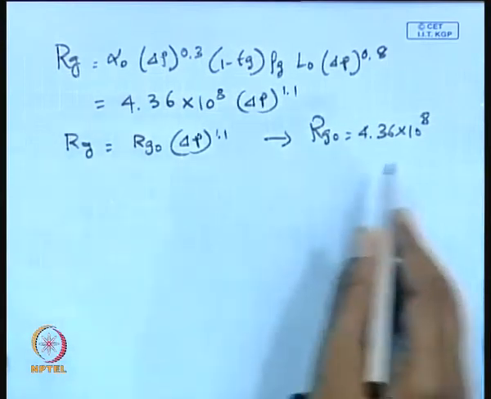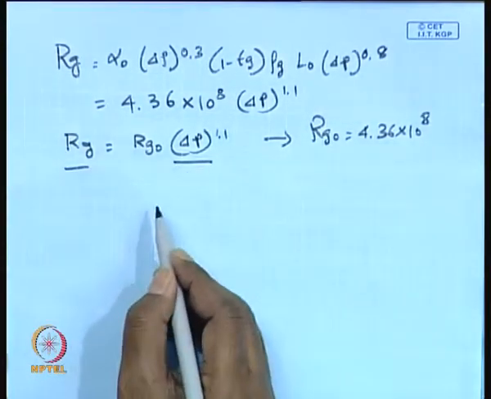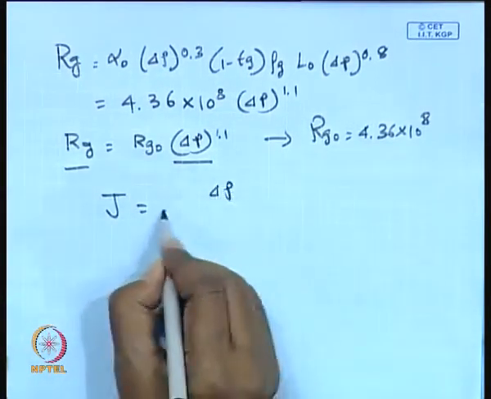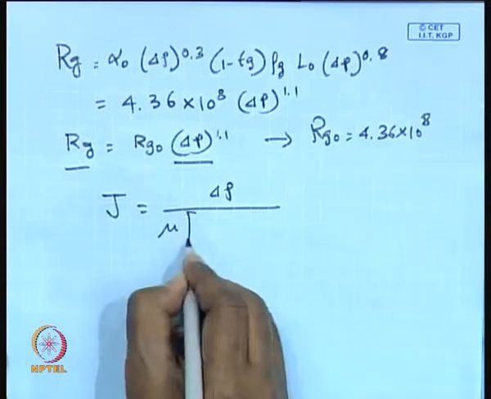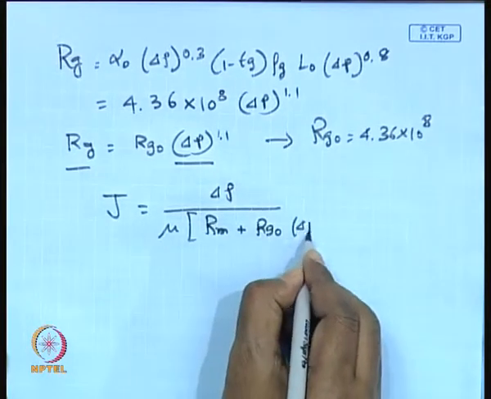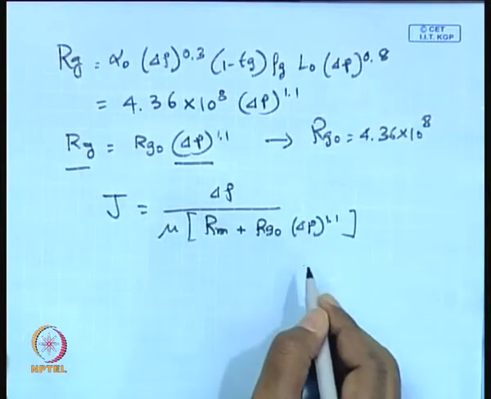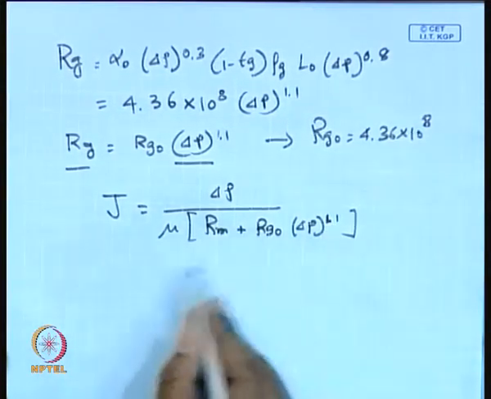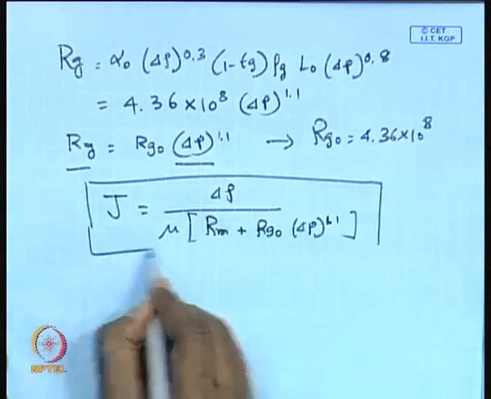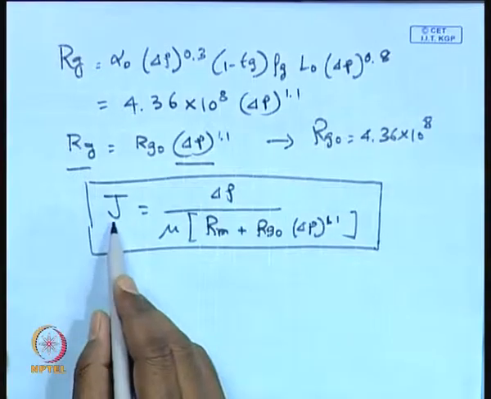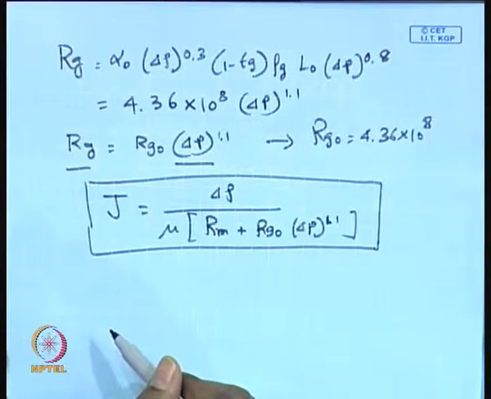Now, you put this expression of R g, which is a function of nothing but delta p, in the governing equation of permeate flux, that is delta p divided by mu into R m plus R g naught delta p raised to the power 1.1. In this expression, the permeate flux is a sole function of delta p, all the other parameters are known, and we are going to find out the optimum delta p or the limiting delta p. So, I differentiate this equation with respect to delta p and put it equal to 0.